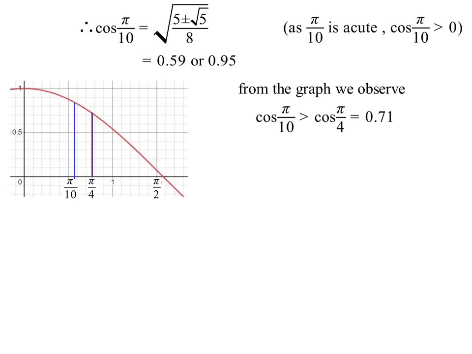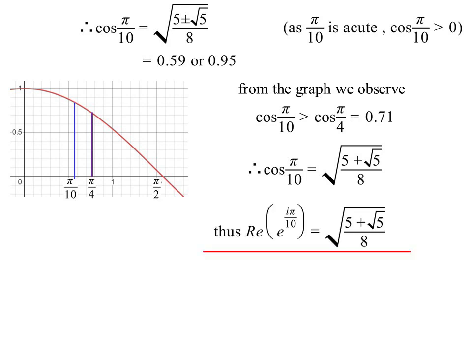Let's go to the cosine graph. There's the cosine graph. And if I just have a look at the y values of the cosine graph, there's pi on 10. Now I'm going to use pi on 4 as a reference point because I know that value is one of our exact values. It's 1 on root 2, which to 2 decimal places is 0.71. Now you look at my two possibilities, 0.59 or 0.95. One is less than 0.71, one is greater than 0.71. So if I look at my graph, I can see which one I need. So I want the bigger one, 0.95, which was the square root of 5 plus root 5 on 8. And so there we have shown cos of pi on 10 is the square root of 5 plus root 5 on 8.